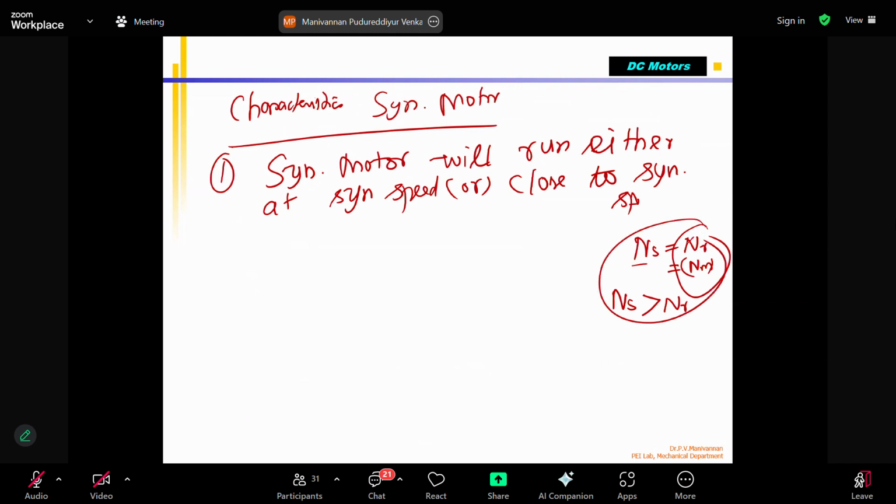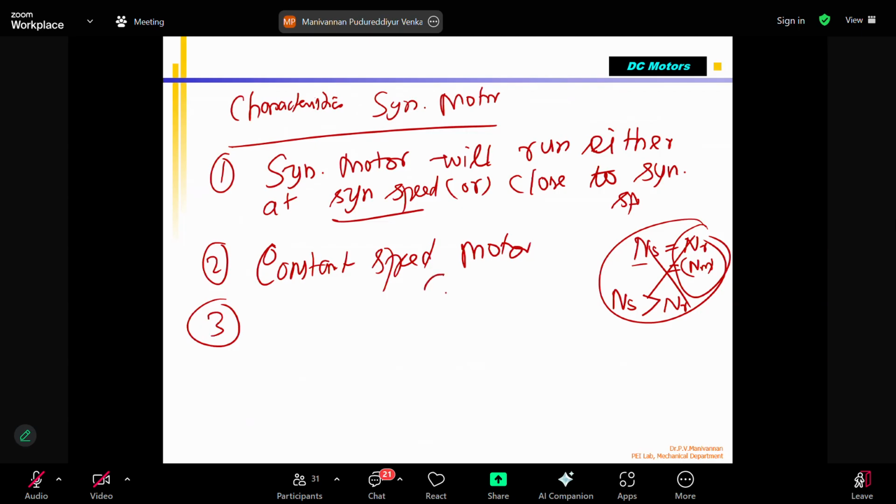So generally what they say in books, the synchronous motor will run only at sync speed, correct? Otherwise it won't run. Only at that is very important. It is a constant speed motor.